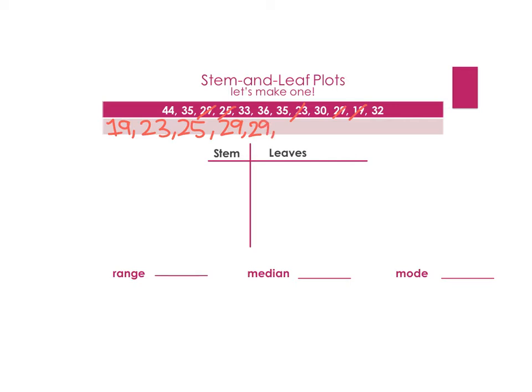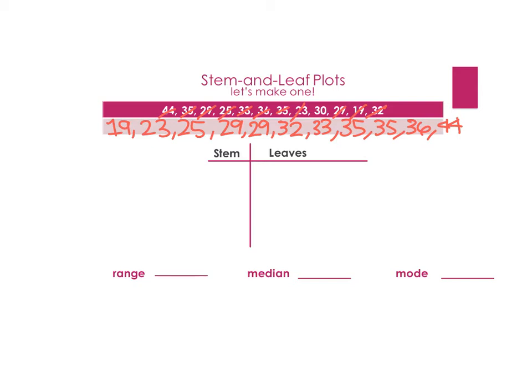Then I have two 29s. Okay. Then I have a 32. A 33. A 35. Another 35. A 36. And a 44. If you're still writing and need to pause the video, go ahead and do so. So now I'm ready to create my stems and my leaves.